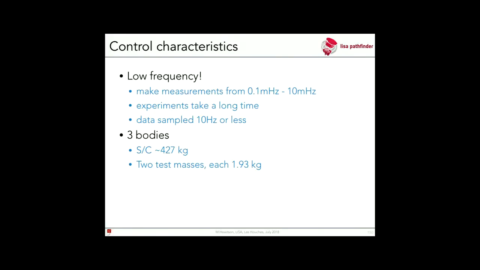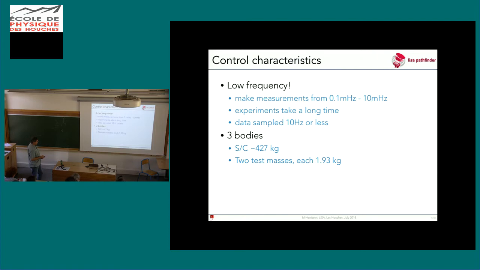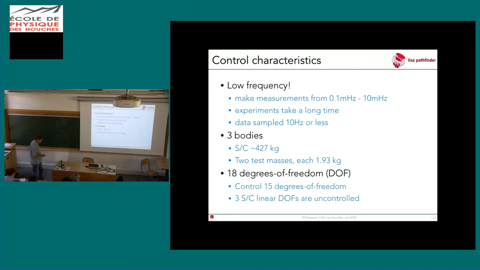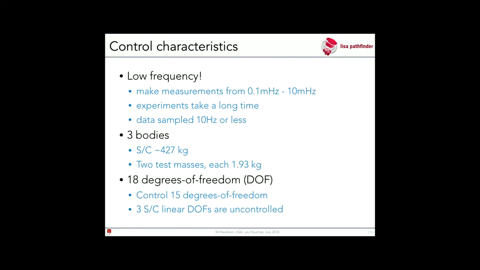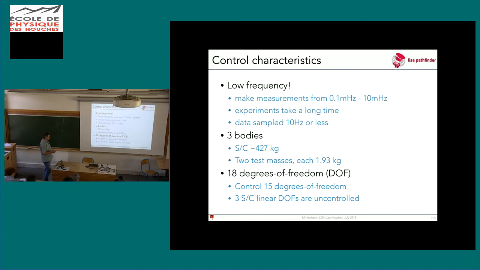So what else do we have? We have 3 bodies that we're controlling. All the 6 degrees of freedom of 3 bodies have to be dealt with. The spacecraft here is something around 500 kilos, 427 kilos, and each test mass is almost 2 kilos. So they require significantly different actuation, and I already talked about that. So we have 18 degrees of freedom in play. We control 15 of those degrees of freedom.